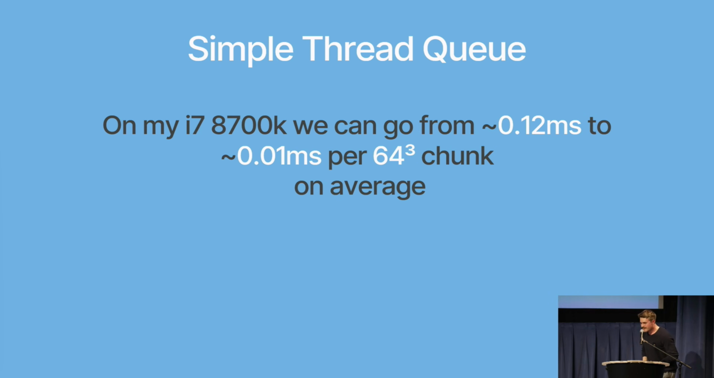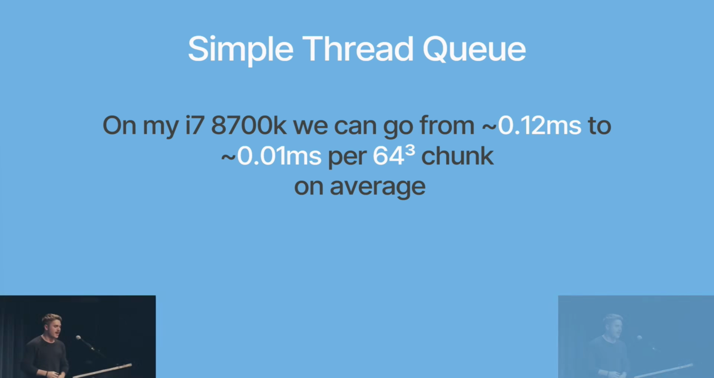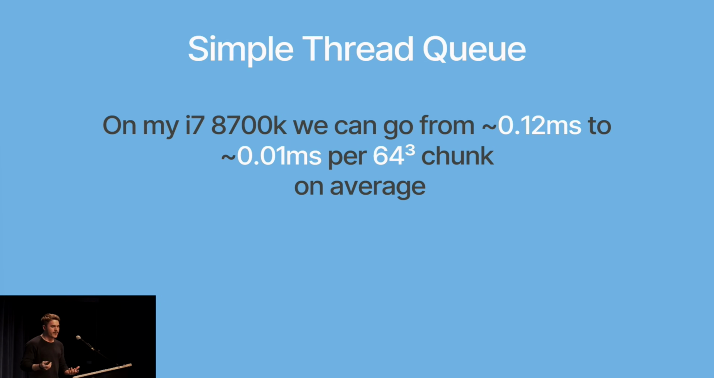So that's how we go from 0.12 milliseconds to 0.01 milliseconds, and that's only because I have 6 cores on my i7-8700K instead of something more, which means 12 threads. So that includes the main thread. There's another caveat here too, though. This only works in our best case scenario when we have at least 12 chunks to saturate all of our threads. But this is kind of the case you want to optimize for.